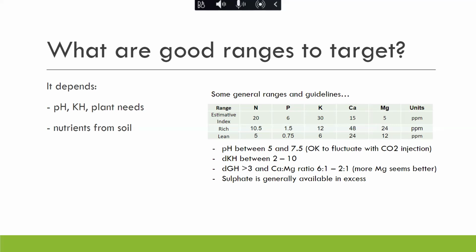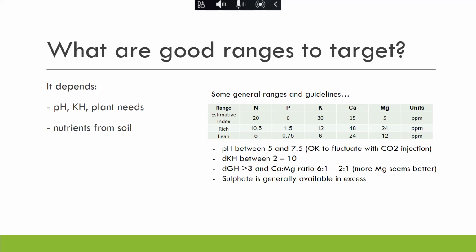For calcium and magnesium, generally you want a ratio of anywhere between 6 to 1 and 2 to 1. More magnesium actually seems to be better, particularly at lower pHs. I mentioned my tanks are around 6, and I actually do use 2 to 1 calcium to magnesium. I use this lean recipe of 24 ppm of calcium to 12 ppm of magnesium, which seems pretty good.